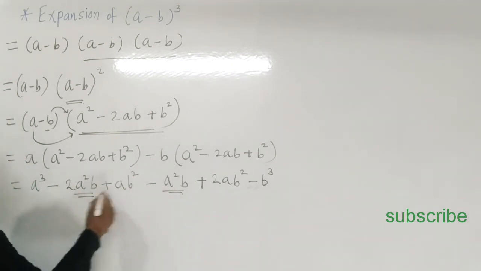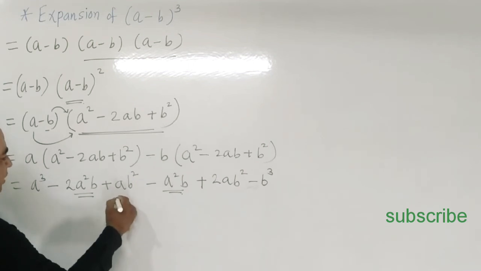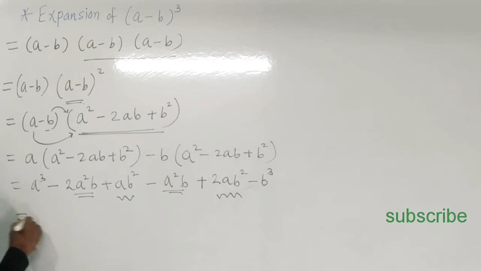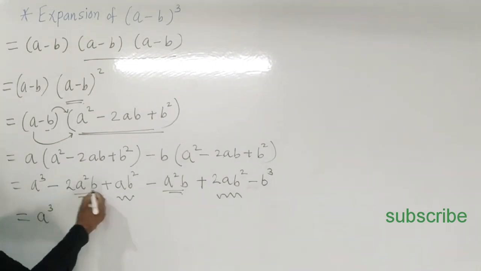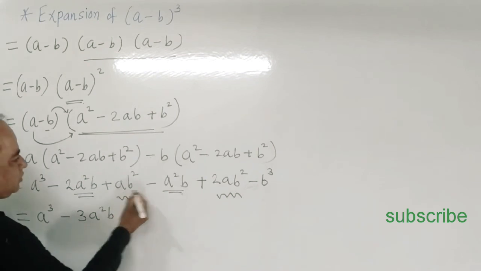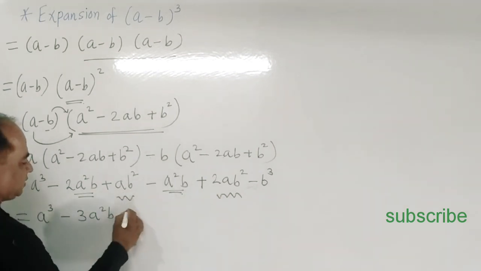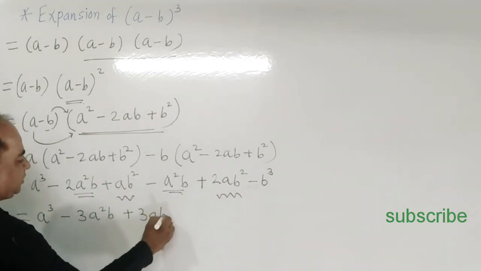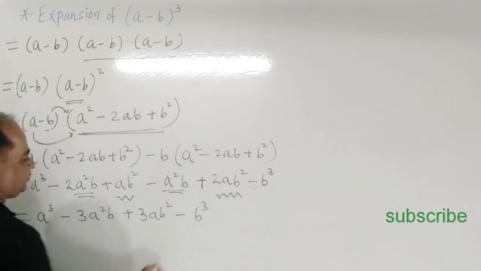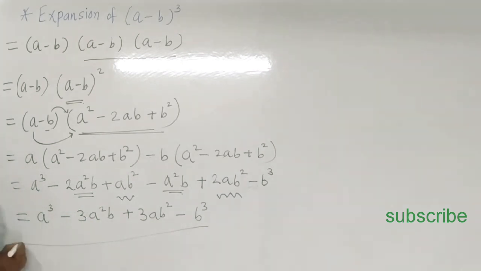a square b, 2a square b and a square b, and ab square and 2ab square. So first term a cube, minus 2 and minus 1 become minus 3a square b. 1 plus 2, again 3, plus 3ab square, minus b cube. This is the expansion of the formula (a minus b) bracket cube.